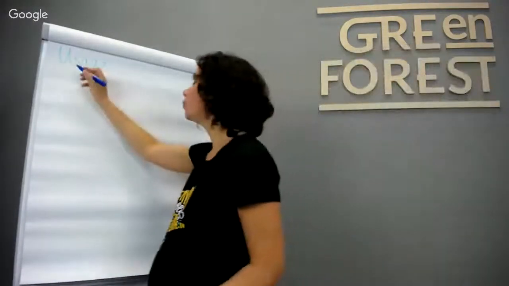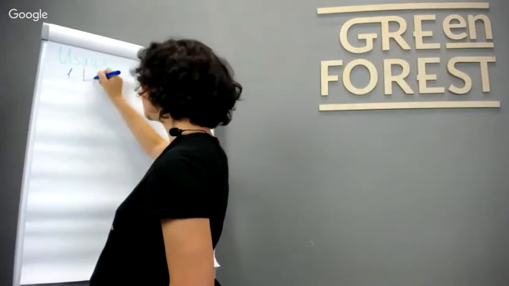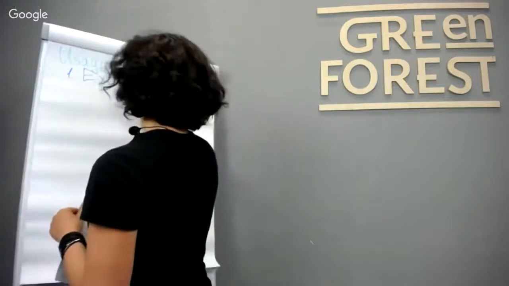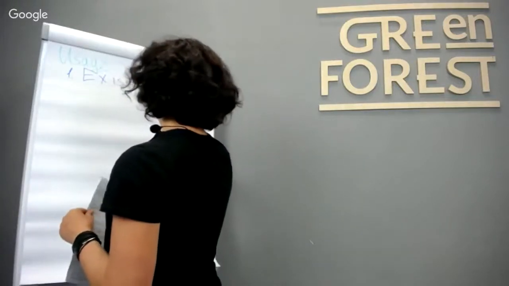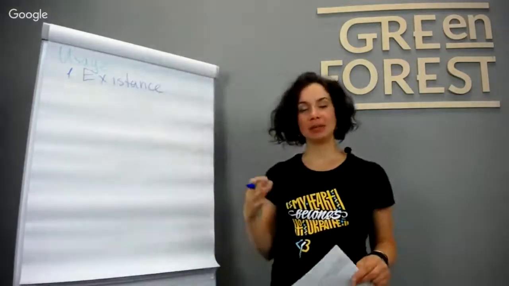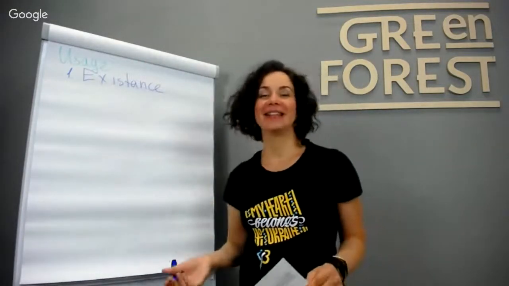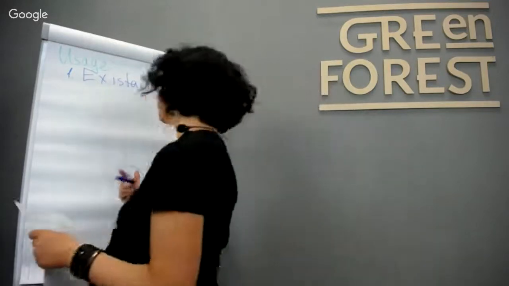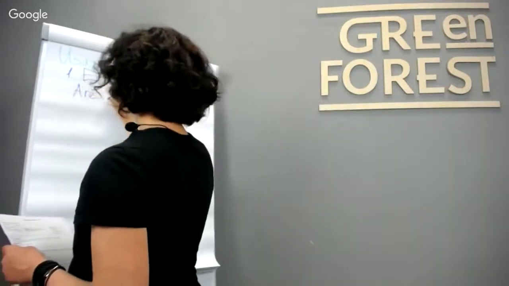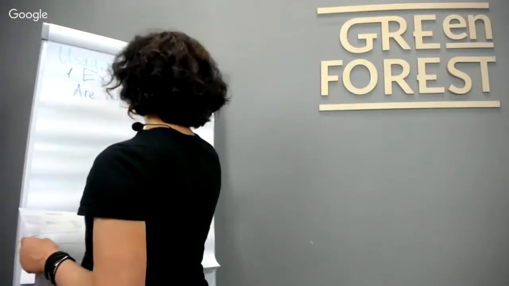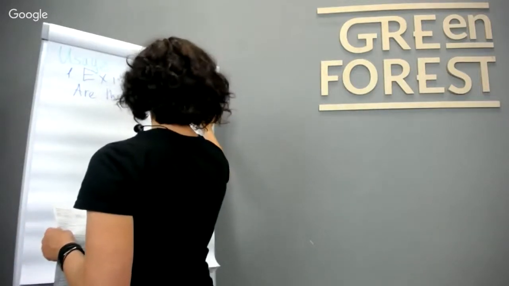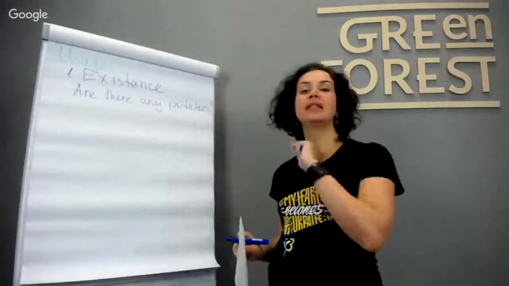The first rule, which we use to express usage, is existence. We express existence. That means that this thing exists, it is in our world. For example, are there any potatoes? Potatoes. Are there any potatoes? We ask about the existence of potatoes.